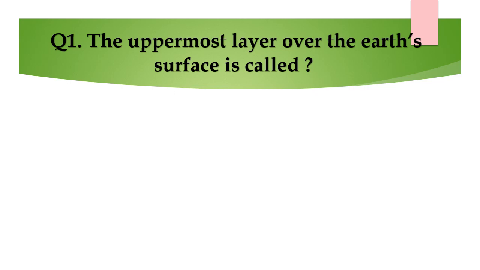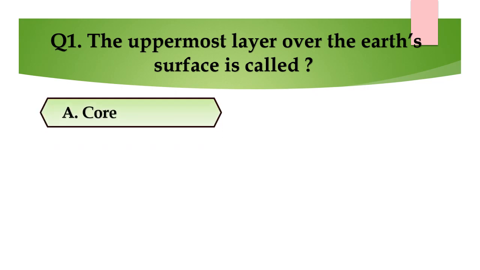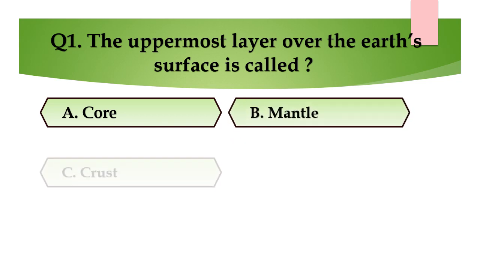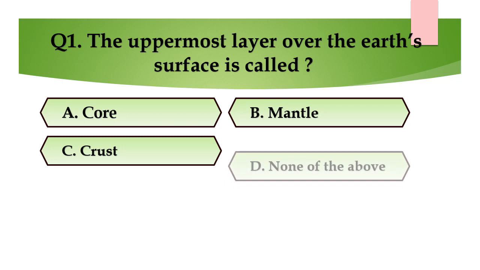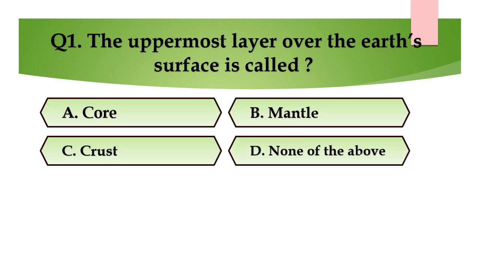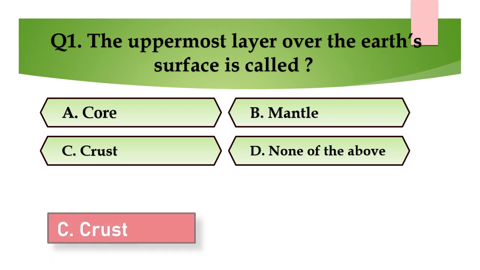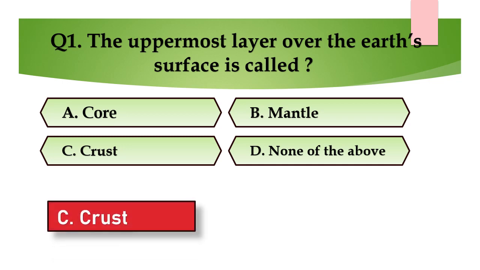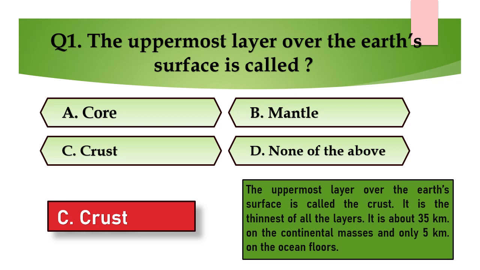Question number 1. The uppermost layer over the Earth's surface is called, and your options are A. Core, B. Mantle, C. Crust, or D. None of the above. And the answer is C. Crust. The uppermost layer over the Earth's surface is called the crust. It is the thinnest of all the layers. It is about 35 kilometers on the continental masses and only 5 kilometers on the ocean floors.